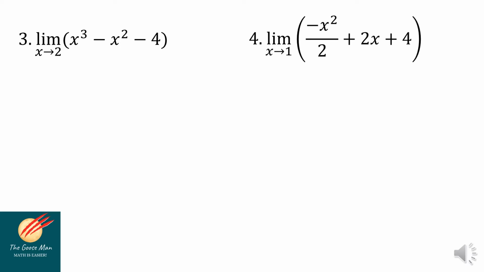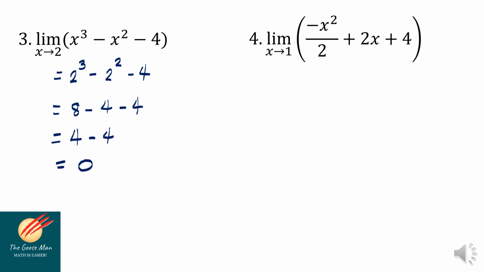So let's have number 3. The limit of x cubed minus x squared minus 4 as x approaches positive 2. What we're going to do is simply use the direct substitution. So this is equal to 2 cubed minus 2 squared minus 4. Again, 2 cubed is equal to 8, minus 2 squared is equal to 4, minus 4. Continuing the process, we have 4 minus 4. So the answer is equal to 0.